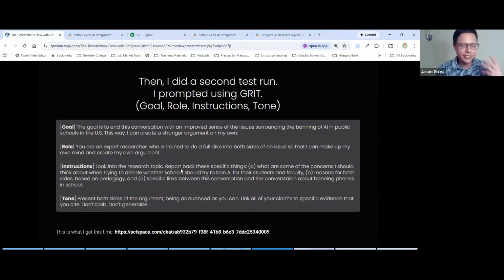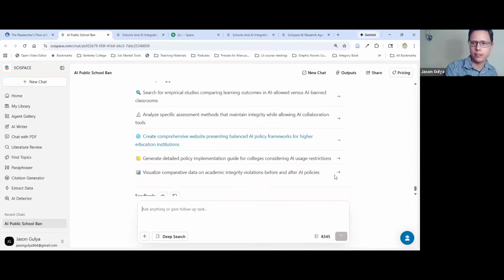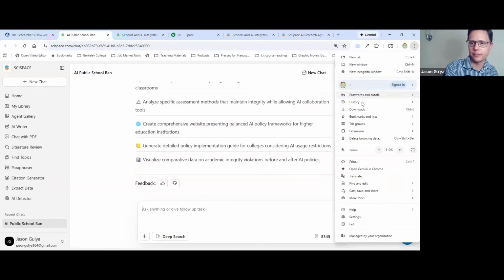And then this is for my own sanity too, the tone. Present both sides of the argument, link all of your claim-specific evidence that you cite. Don't blab. It's a little bit of a hack. Don't blab, don't generalize. And this is what I got, that was a bit different.